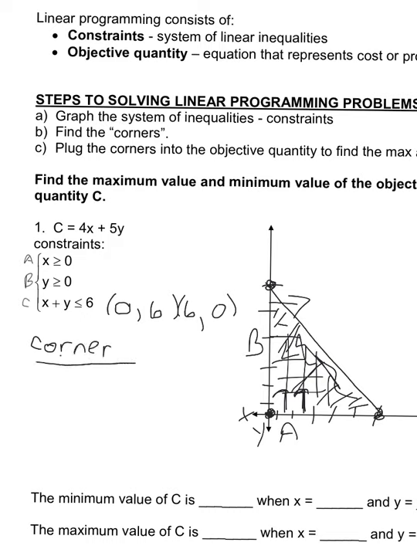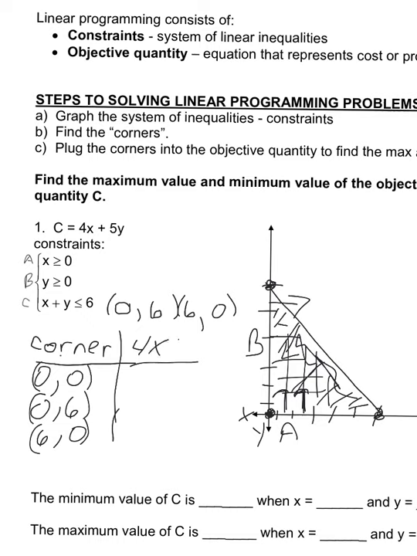Okay, so I make my table of corners. On my corners I have 0, 0, and then the 2 that I have, which is over 0 up 6, and over 6 up 0. I'm going to plug them back into my original equation, the constraint equation, which is 4x plus 5y. And that's going to give me what my constraints are equal to.